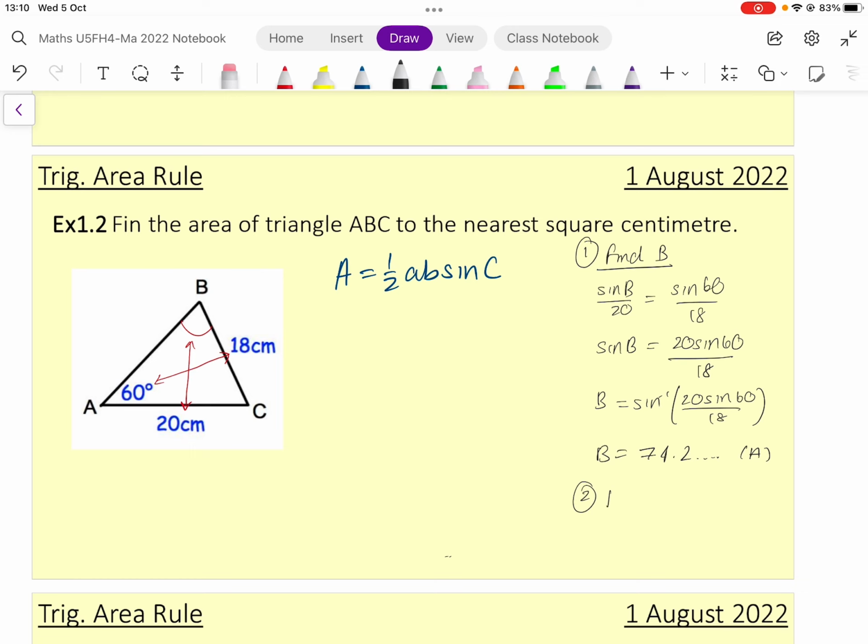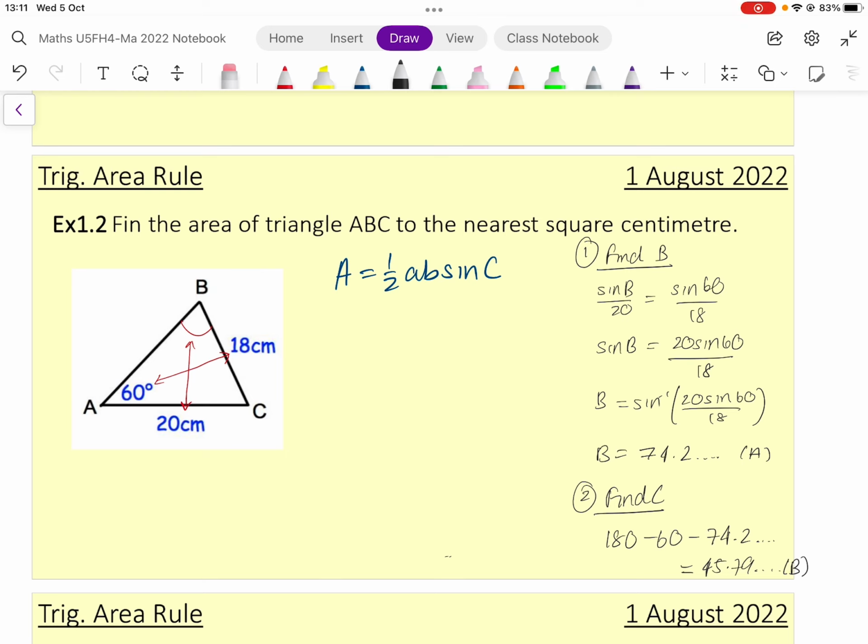So step 2, I'm going to find C. Notice I'm numbering my steps and I'm telling the examiner what I'm doing. Okay, so now I'm finding angle C, which, using angles in a triangle, is really simple. So I'm going to be taking away 74.2 and so on, but really in my calculator I'm doing 180 minus 60 minus alpha A. Now when we pop that in, we get 45.79 and so on. And I'm going to store that as B, because again, this isn't my final answer. I actually want to find the area of the triangle.